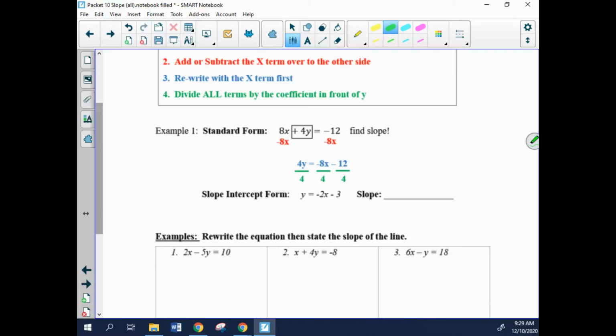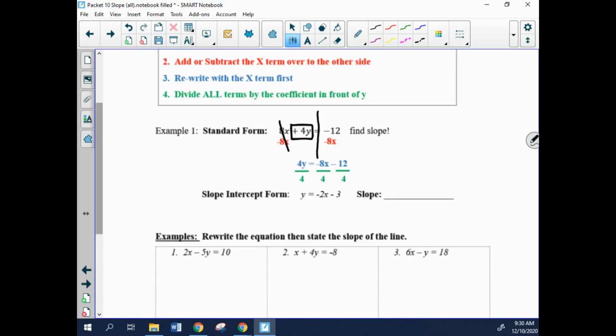A standard form equation was 8x plus 4y equals negative 12, and they're asking us to find slope. So we start by putting a box around our y term and saying, I need to get that y term by itself. How do I do that? Well, 8x is on the same side of that equal sign. Remember that imaginary wall. So we subtract 8x from both sides, making it so that the 8x on the left side cancels out. I'm then going to rewrite my equation as 4y equals negative 8x minus 12.